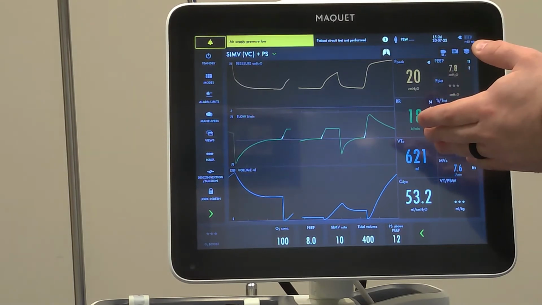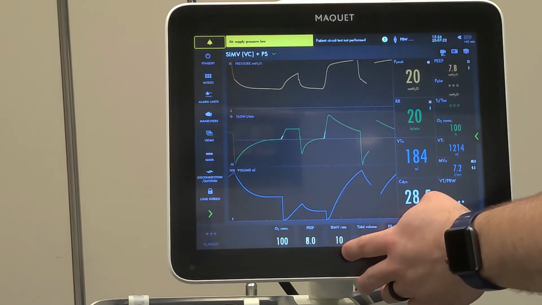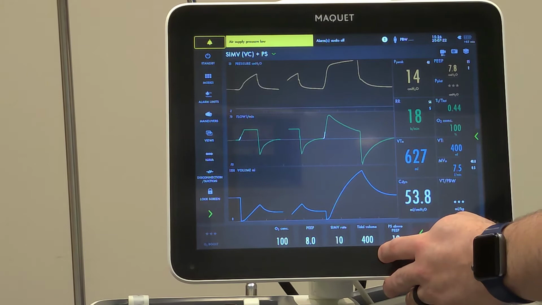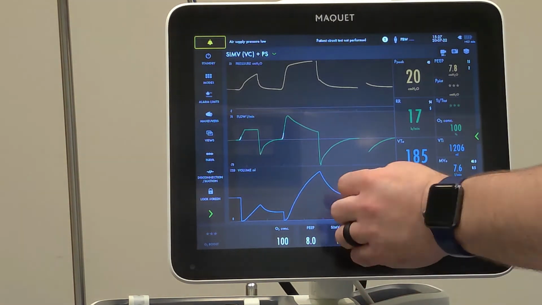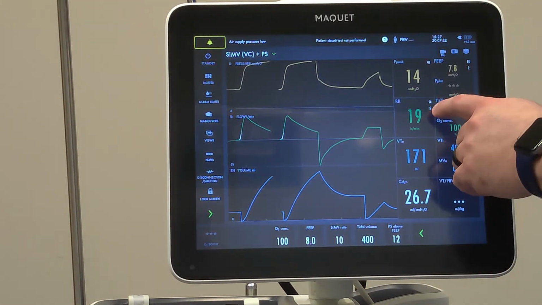Okay, so here let's look at SIMV a little bit closer. Now, as I was stating before, we have a rate set at 10 and a tidal volume set at 400. So when the patient breathes, 10 of those breaths will be mandatory, 400 tidal volume like this one. However, the patient is breathing over the vent currently.